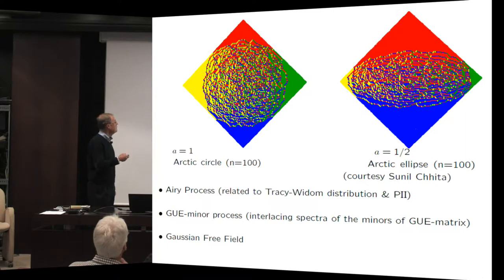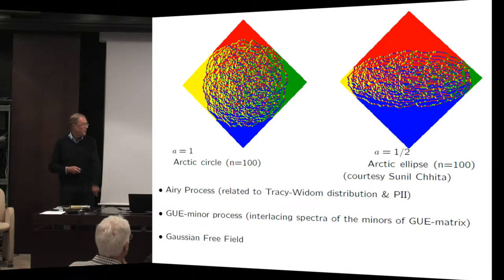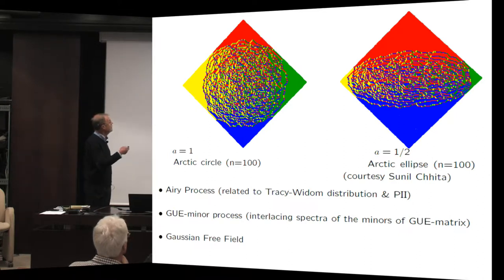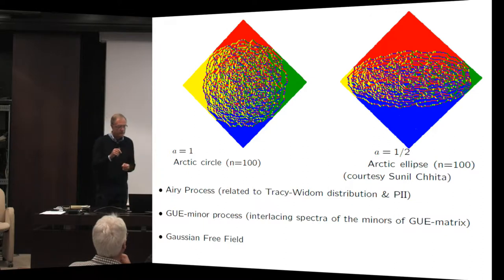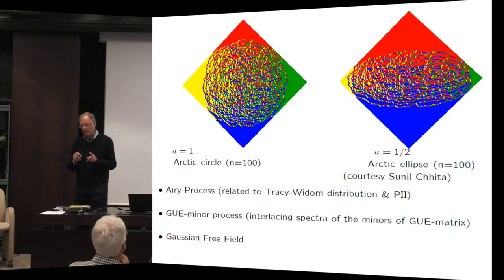Indeed, inside, it's a Gaussian free field. One knows what that is, a kind of two-dimensional Brownian motion. Then on the boundary of that arctic circle, we have the Airy process. The Airy process is a Markovian process which locally looks like the Tracy-Widom distribution. The Tracy-Widom distribution is not a Gaussian, but involves a solution of the Painlevé II equation, which behaves at infinity like the Airy function.